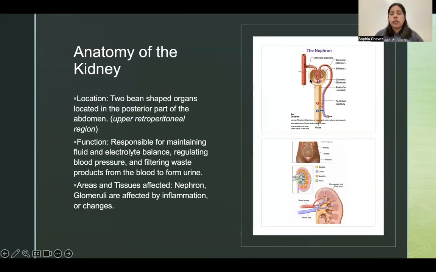And as you can see, on the right-hand side, the nephron, so the glomeruli are these capillaries here, and this is the Bowman's capsule, and this is where it either gets inflamed or changes, and there's excessive protein or blood being passed through this area here.